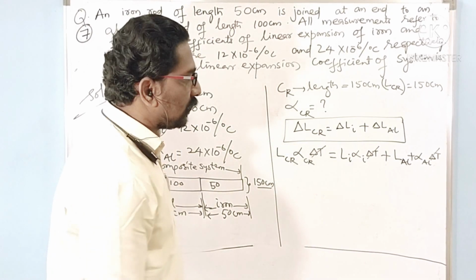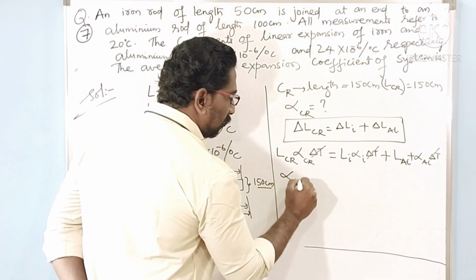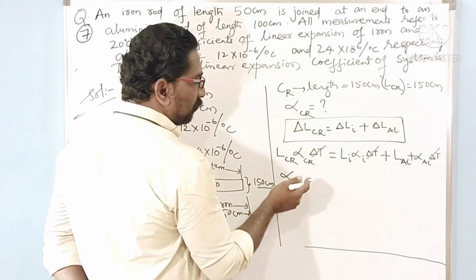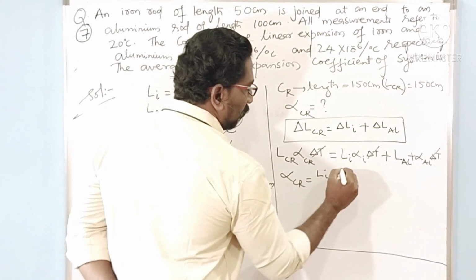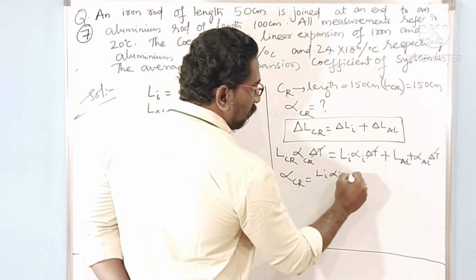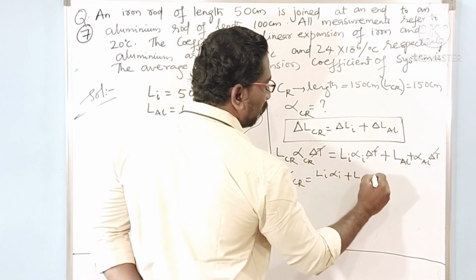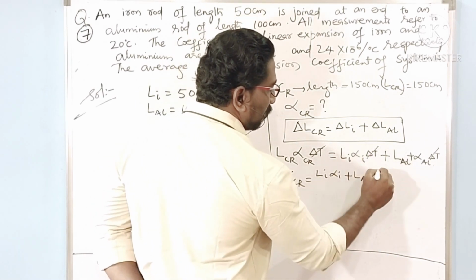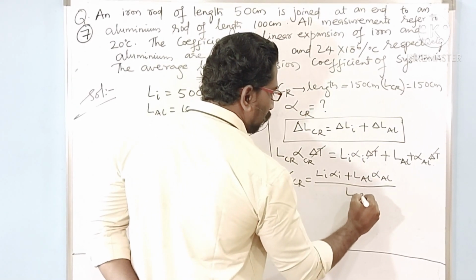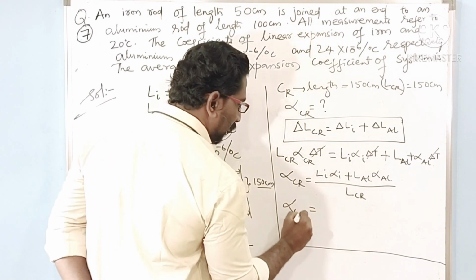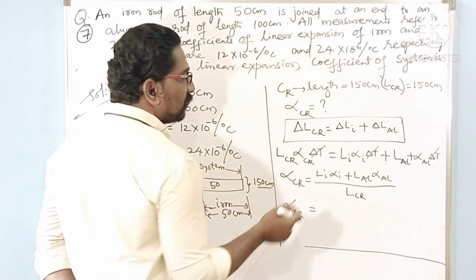Once all the delta T's have been cancelled, alpha of CR, the linear coefficient of this composite rod, will be equal to length of iron times alpha of iron, plus length of aluminum times alpha of aluminum, over length of composite rod. Now if you substitute all the values, you will get the answer.